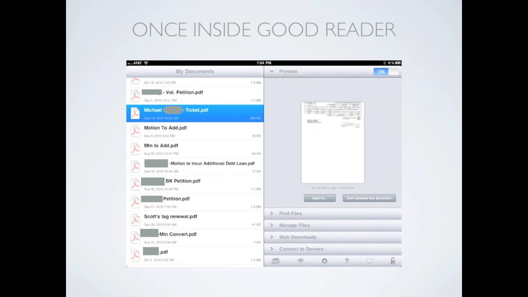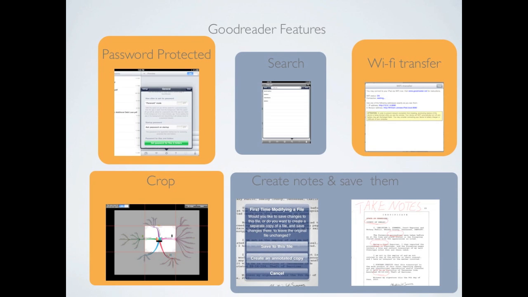Once you're in Goodreader, we've shown you a screenshot. Now, we've blanked out the names of our clients here because we don't like pesky little things like malpractice lawsuits. But you can see what it looks like once it opens those documents. It stores them in Goodreader, so you'll have them there. Goodreader is going to be password protected, which means you don't have to worry about your information being found with someone else.